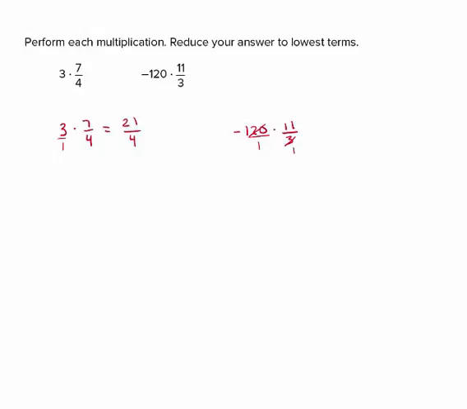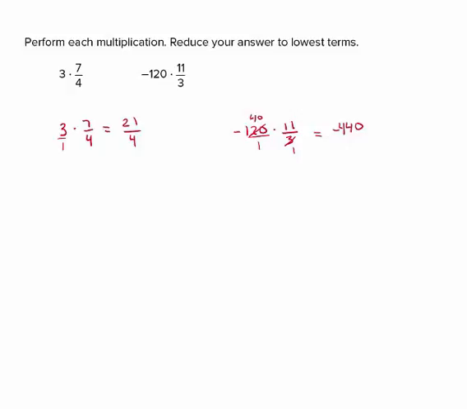So 3 divided by 3 is 1. 120 divided by 3 is 40. I'm including the negative sign still there. And now it's pretty easy to multiply 40 times 11. That's negative 440. And 1 times 1 is 1. So your final answer there is negative 440.